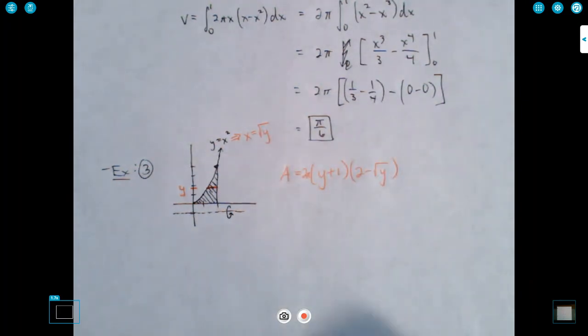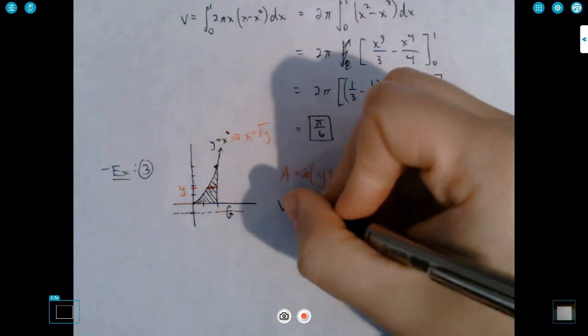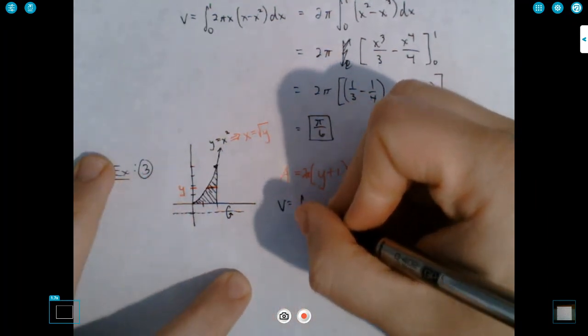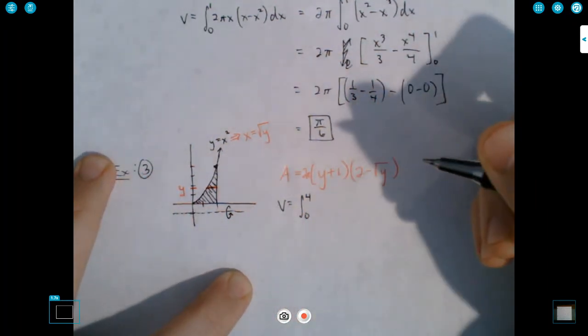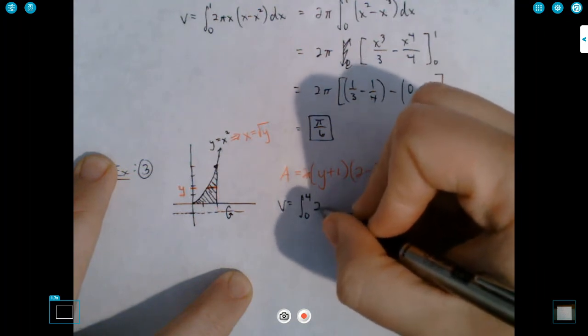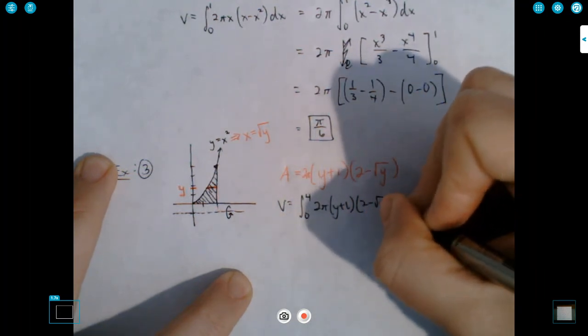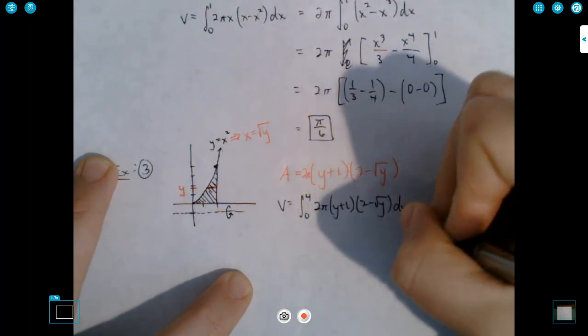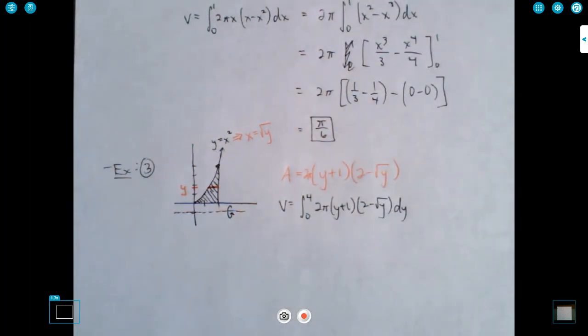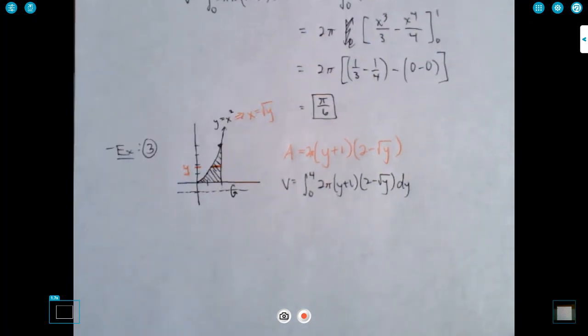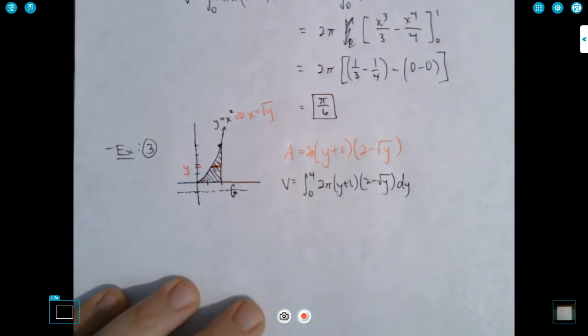So my volume is going to be the integral from 0 to 4 of 2 pi times y plus 1 times 2 minus square root of y dy. All right. So let's see if we can work this one out.